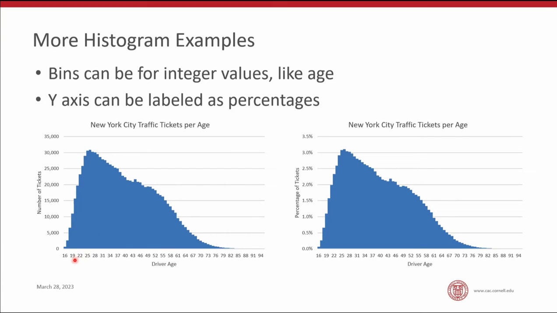In this chart, every bin is 1 year of age. So there's a little bar here for 16-year-olds and 17-year-olds and 18-year-olds. And you can see then that the spike of tickets being given happens for people who are in their mid-20s, young 20s. You could label these either in absolute terms, or you could label them with the percentages out of the total number of samples in the distribution. Depends on the message you're trying to send.